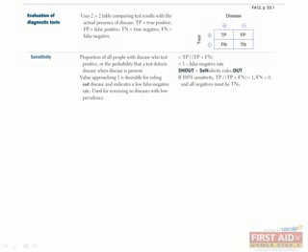Sensitivity is the ability of a test to detect a disease when it is present. The sensitivity of a diagnostic test is defined as the proportion of all people with a disease who test positive, or the true positives divided by the sum of the true positives and false negatives. A test with high sensitivity would be a rule-out test, thus the mnemonic SNOUT.